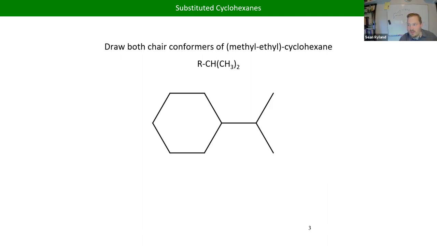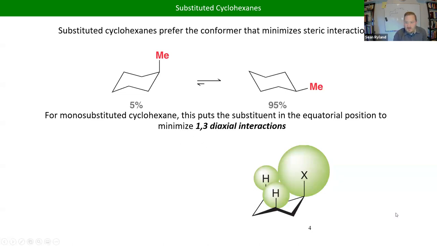So we need to be able to draw the axial and the equatorial position for all of these carbons. This is the slide that we went over and finished with the other day. Basically just saying that equatorial is more stable because we avoid these 1-3 diaxial interactions. If you have two things that are both axial, and they're two carbons away from each other, they're going to be pointed in roughly the same direction, which means they're going to get in each other's way.